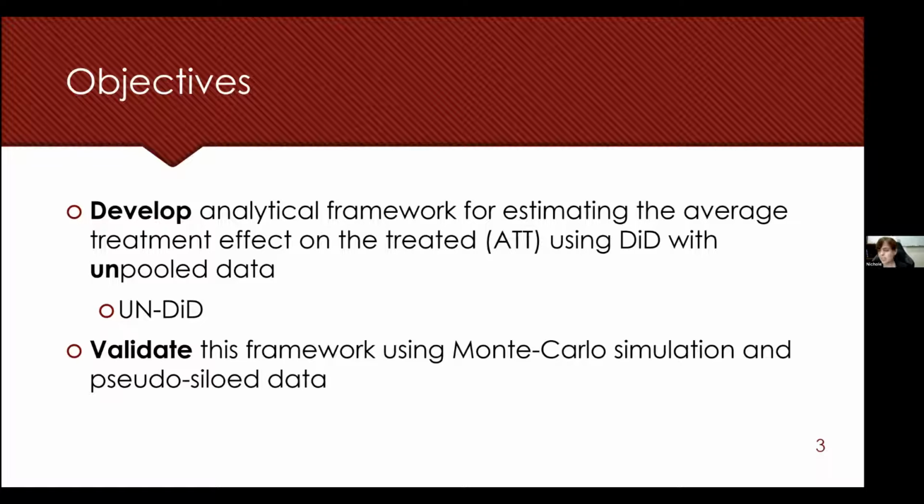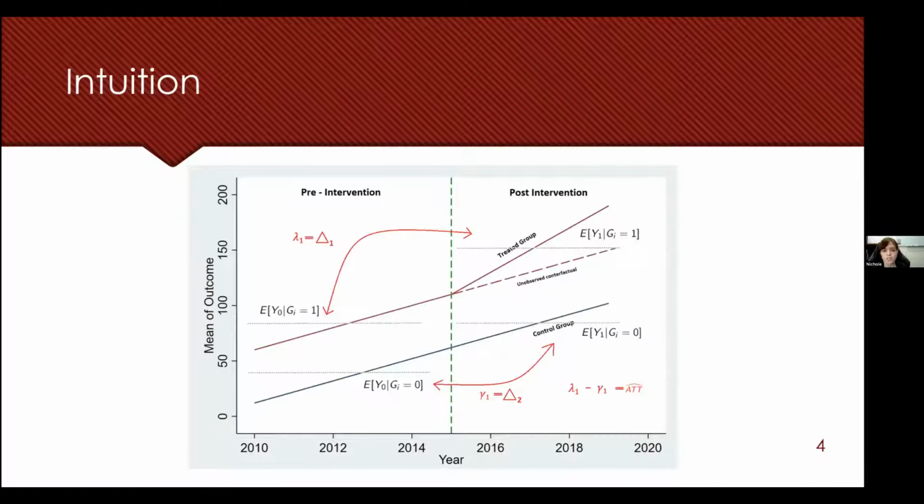So today what I'm going to be talking about is the rationale for this overall project, which I've already introduced. And we'll talk about two aspects. First, the development of the analytical framework for estimating the average treatment effect on the treated, or the ATT, using difference in differences with unpooled data. Again, we refer to this as UNDID. And I will also talk about the validation of this framework. The economists used some Monte Carlo simulation for their validation work, and then handed things off to us for some real world pseudo-siloed data. So I'm going to talk about both of those validation experiences.